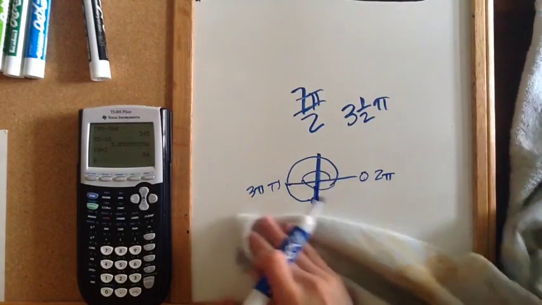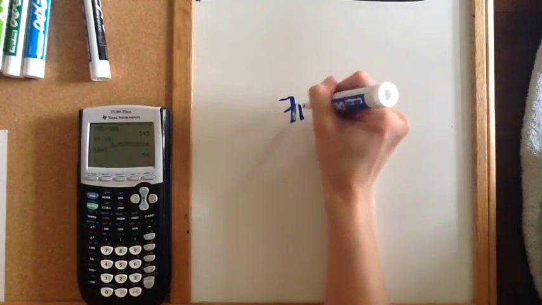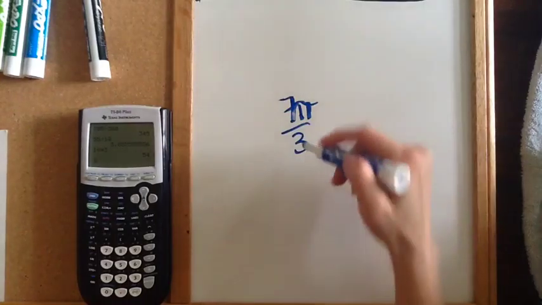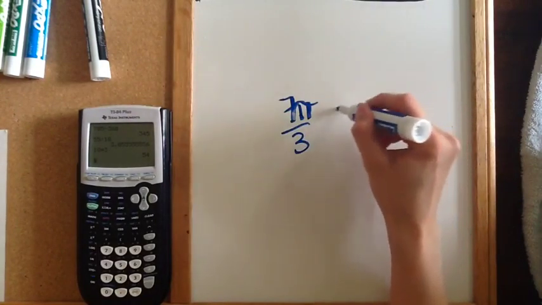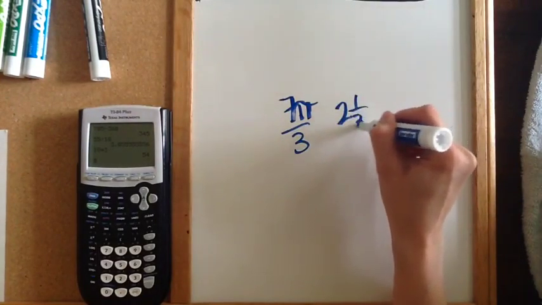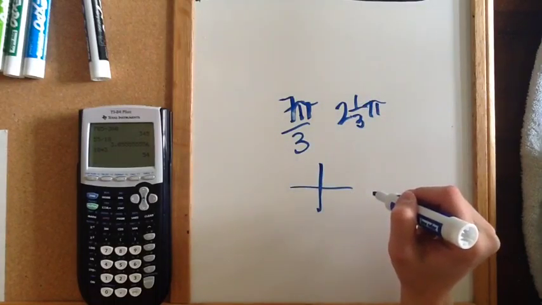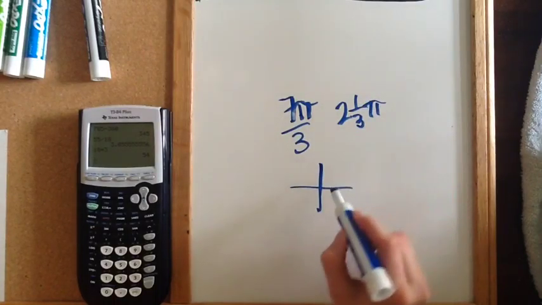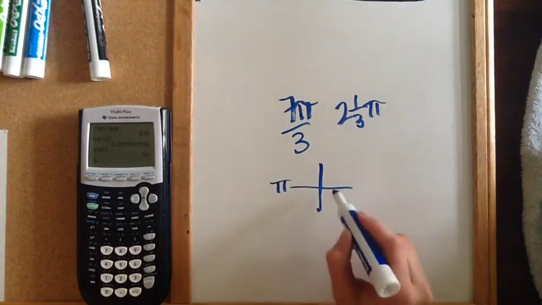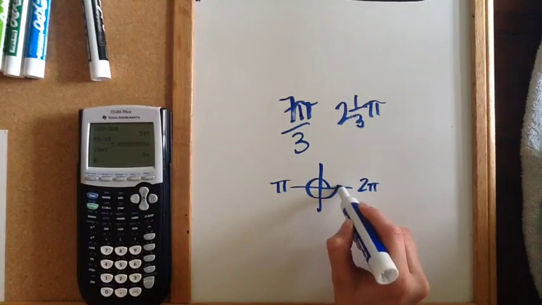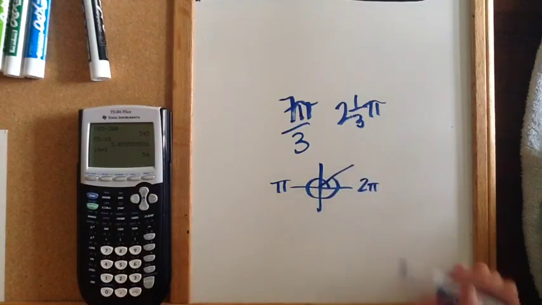What if I have 7 pi thirds? So 3 goes into 7 twice, and I have 1 left over, so I have 2 and 1/3 pi. So when I go to draw this one, remember halfway around is pi, the full way around is 2 pi. So I have 2 pi and then a third, which puts me into the first quadrant.